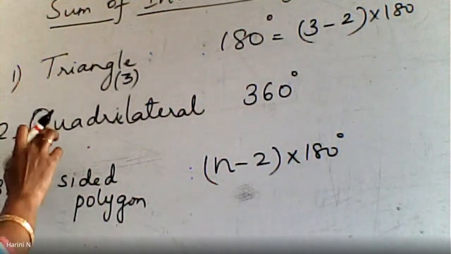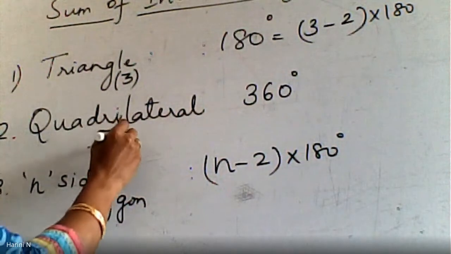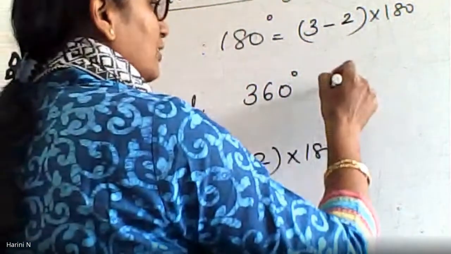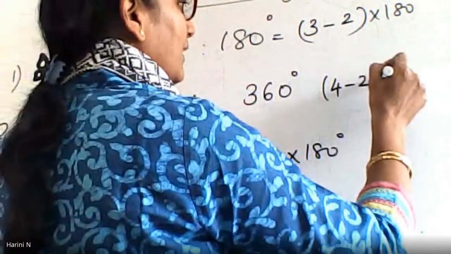Okay? So when it comes to the quadrilateral, it is a 4-sided figure. Right? So when I apply this formula there, it is 4 minus 2 into 180 degrees.